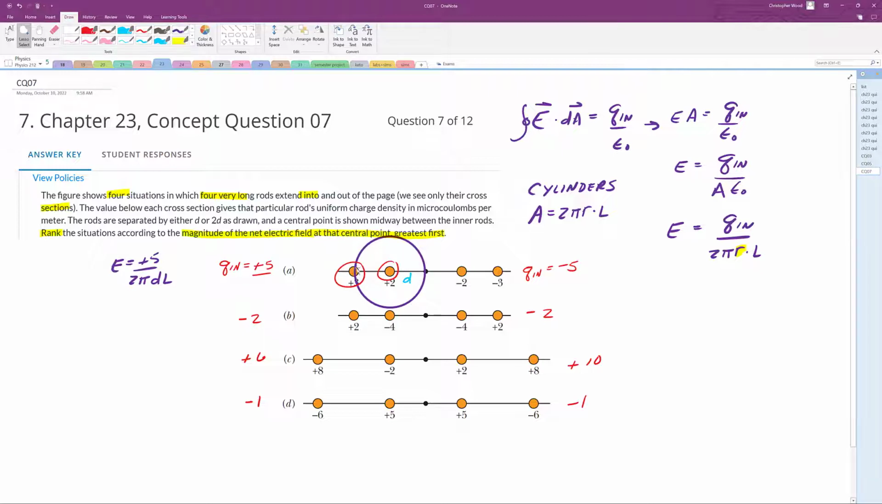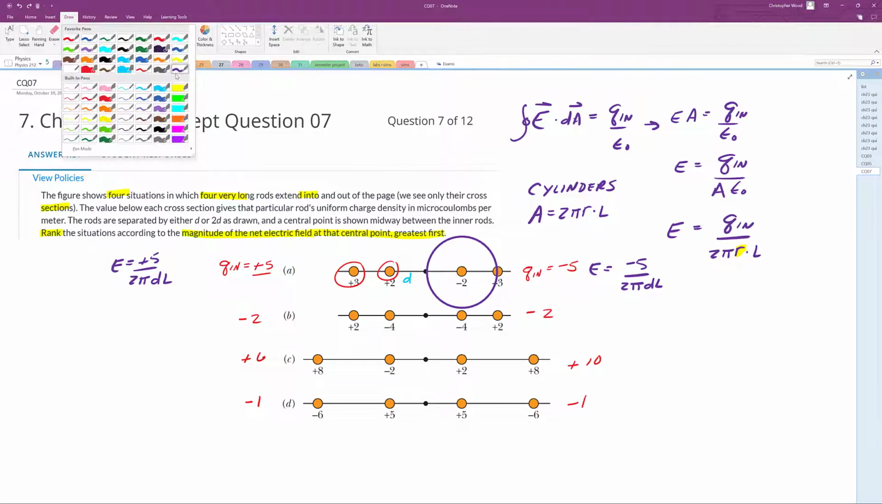On the right side, I have the same circle, the same cylinder. So I can write here on the right side, the electric field also equals negative 5, my enclosed charge, over 2 pi D again times L. I'm not going to include sigma naught, or I'm sorry, epsilon naught, just because it's going to be the same in every case. So rather than drag it along, I'm just going to leave it out because I'm going to do comparisons.